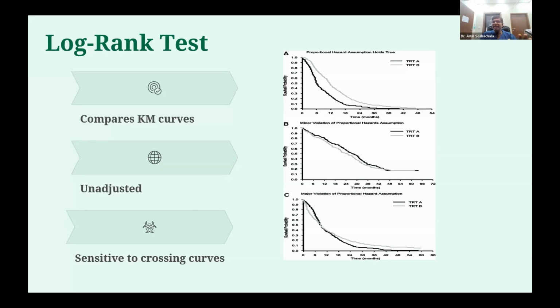Most important is just to see the curve. If the curves are separated, then it means that there is a significant effect size. If the curves are not separated, if they are overlapping, then there is not much of an effect size.